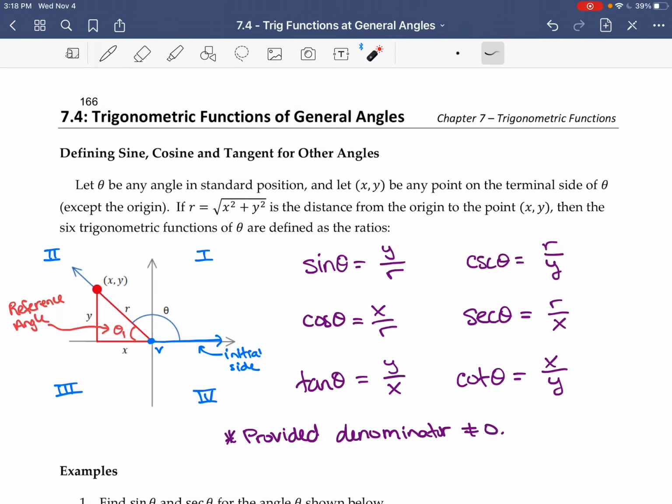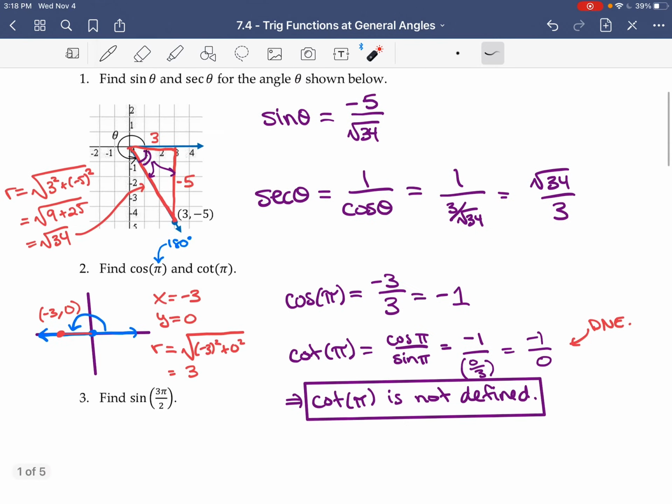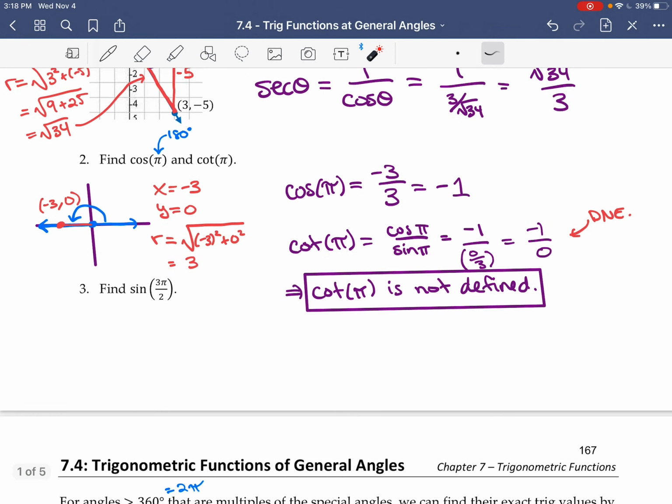So in this video, we're going to do some extra examples computing the values for the trig functions of some general angles. So let's start here with example 3. I want to find sine of 3 pi by 2. So I'm going to graph it, put it on a plot here.